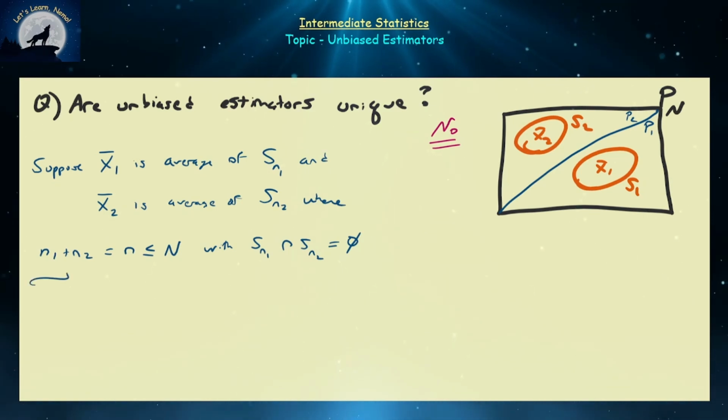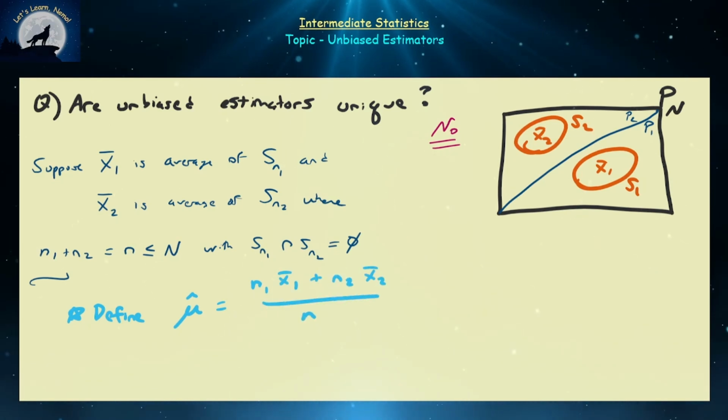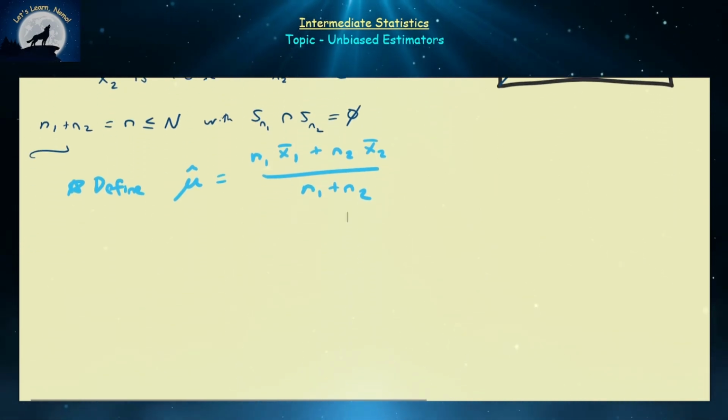So we're going to define, let's call it mu hat, to be equal to n1 x bar 1 plus n2 x bar 2 all over n1 plus n2. Take a moment and see, is mu hat also an unbiased estimator for mu? Take a moment and see if you can verify that. So, how are we going to prove it? Well, if you don't know how to prove, always start with the definition.